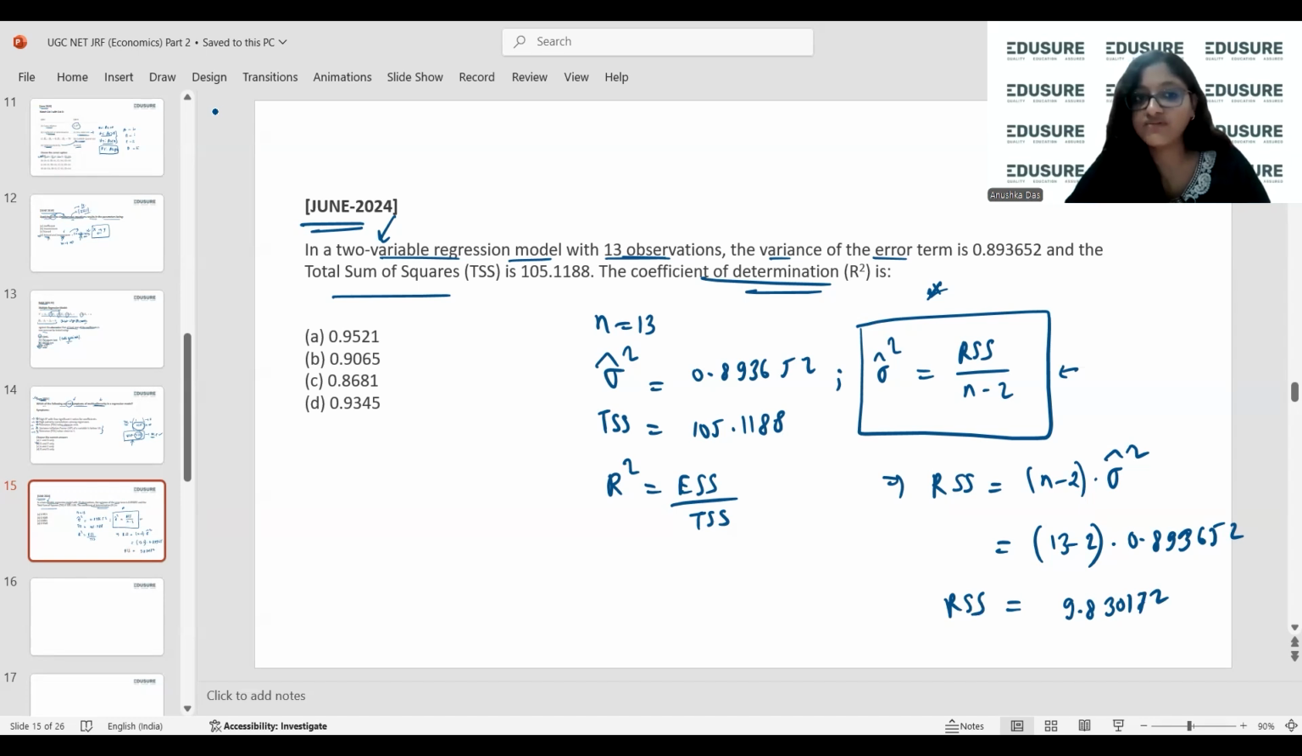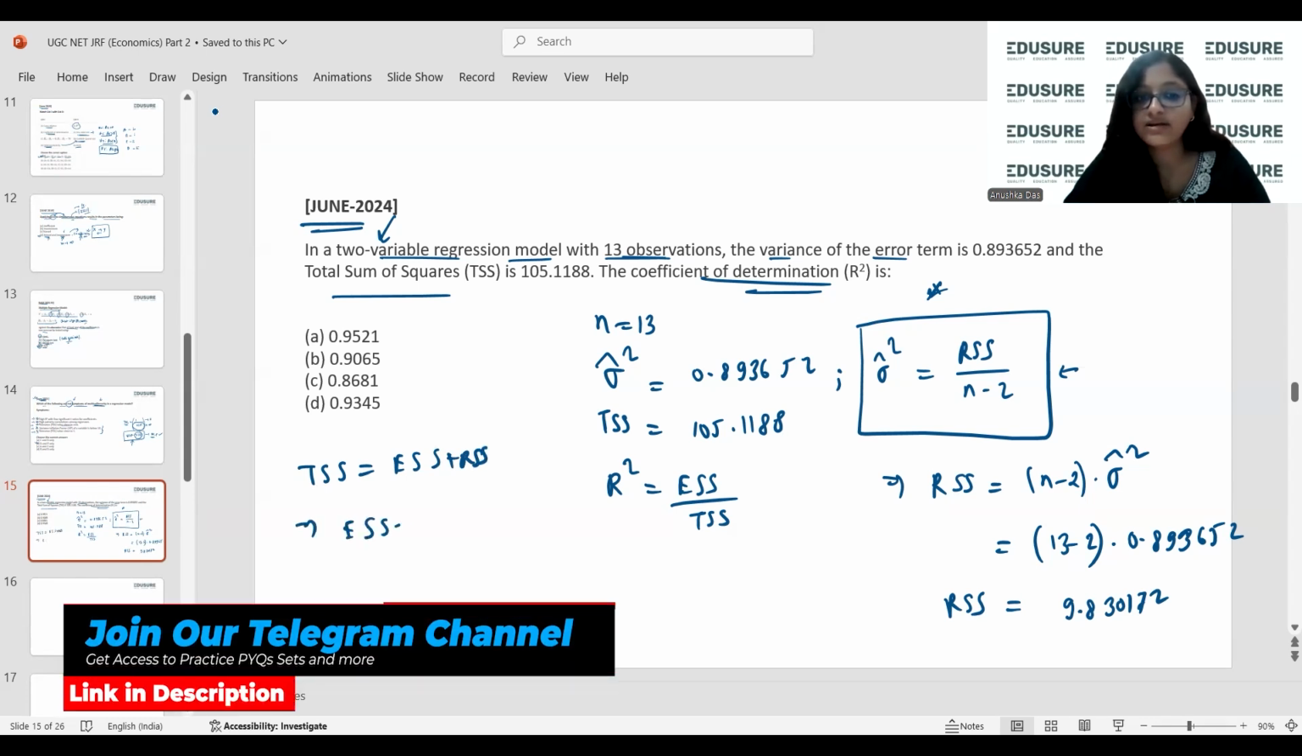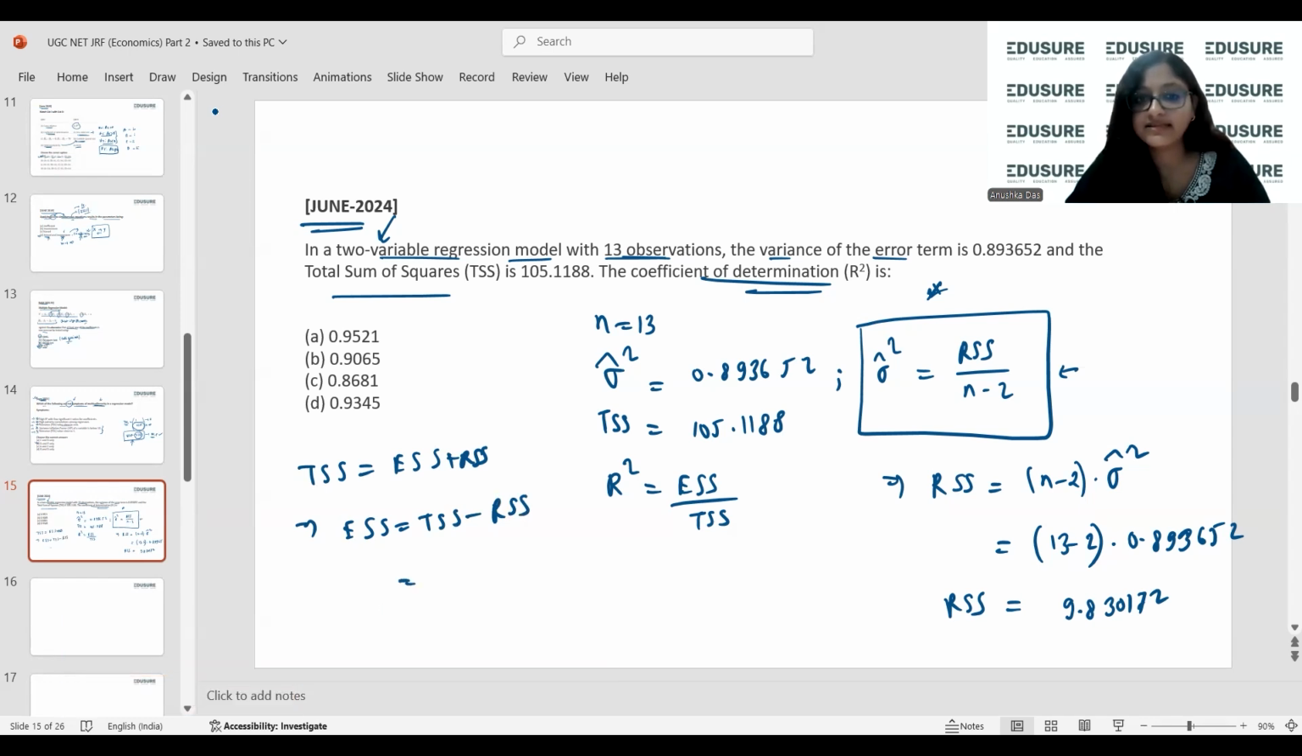Now from the decomposition of TSS, TSS is simply ESS plus RSS, right? Now ESS will be then what? TSS minus RSS. TSS is given to you, and RSS, you just found that out. So if you take subtraction, 105.1188 minus this RSS, 9.830172, ESS will come out to be 95.288628. Right? So this will be the value of ESS.